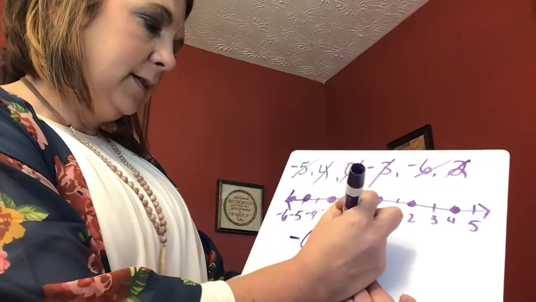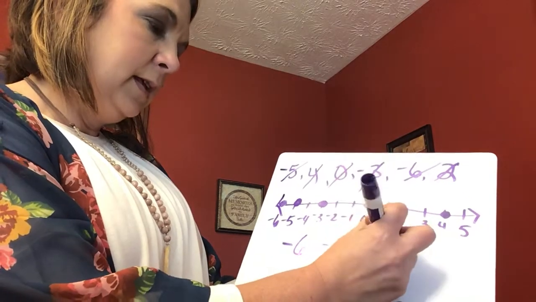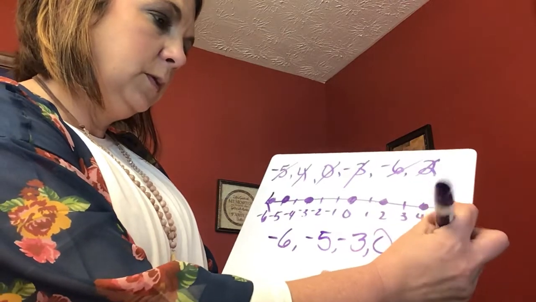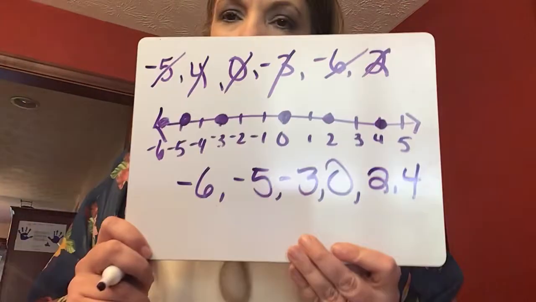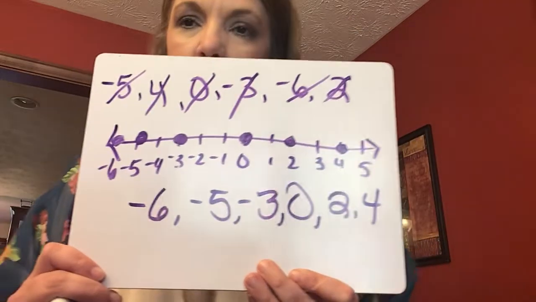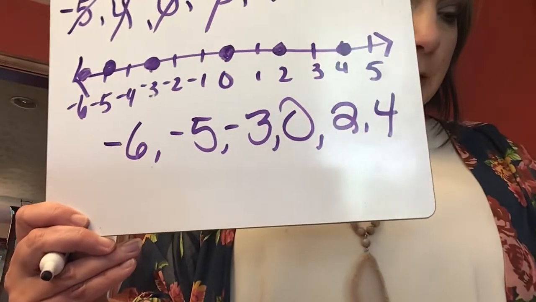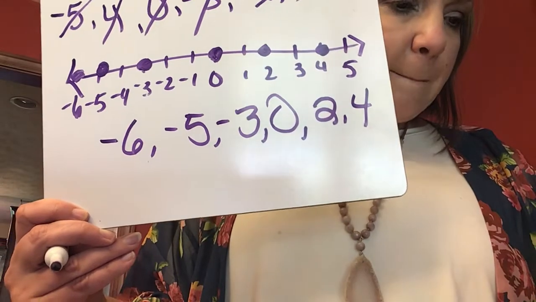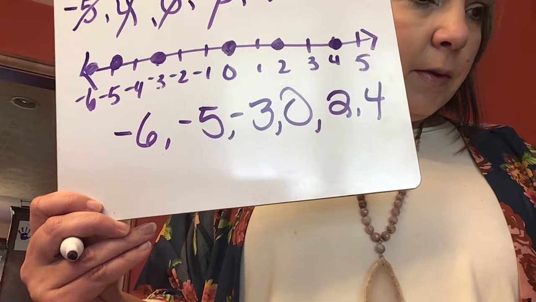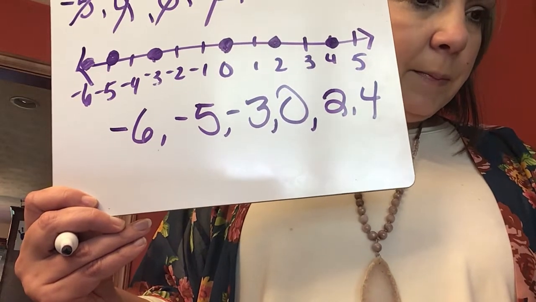-6, -5, -3, 0, 2, and 4. And there you go. It's always easier if you use a number line to help you. Now, the other thing that you need to be able to do here, so let's look at another one.